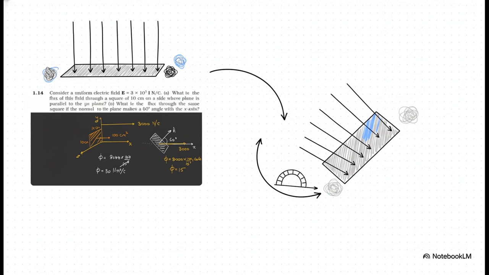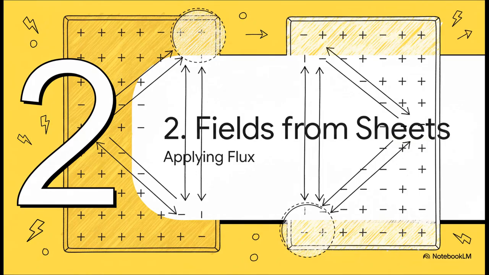But what happens if we tilt that window? Look, at a 60-degree angle, it's like we're giving the wind a smaller target, and the math backs it up perfectly. The flux gets cut in half. This one idea, that the angle is what really matters, is going to be the key to everything else we talk about today.